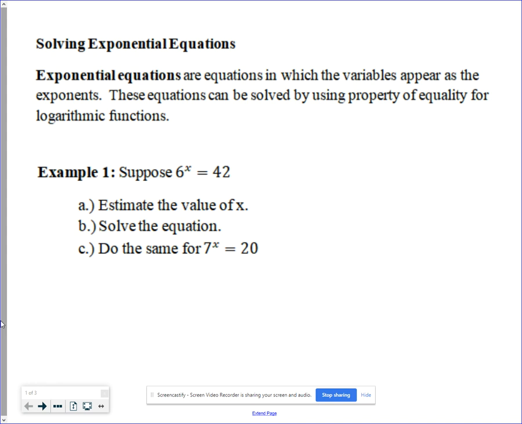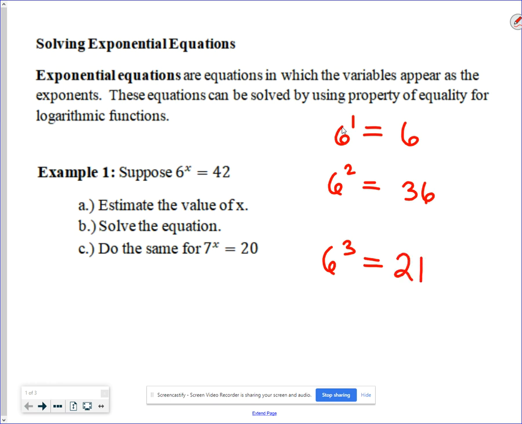We got 6 to the first is 6, 6 to the second is 36. What we're looking for is 6 to what power is 42? Well, we got 6 to the third. What is that? Is that 216? Mr. Stuckey? 6 to the third, is that 216? Yep. Okay. So that means 6 to the x equals 42 would be somewhere in between 36 and 216.